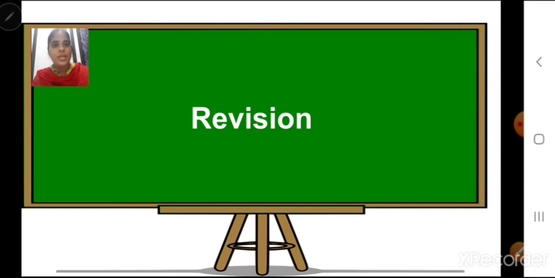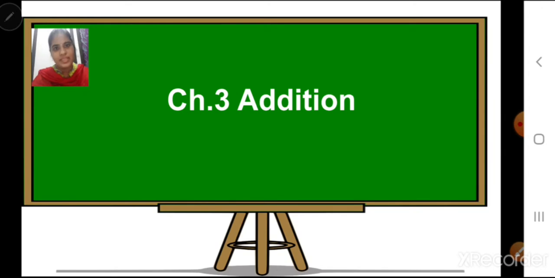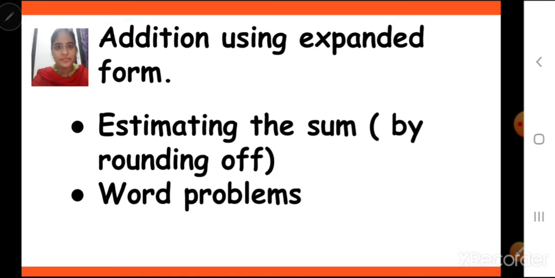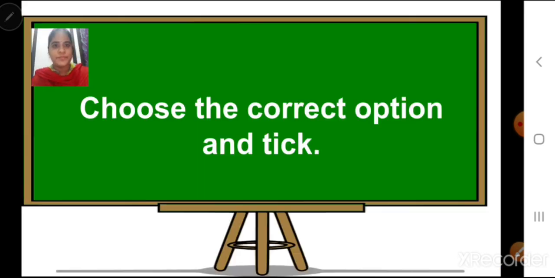Okay, today we are going to revise chapter number 3, addition. Children, in addition we have already learned about addition of two 4-digit numbers without carryover and with carryover, then addition of 3 4-digit numbers, addition fact, addition using expanded form, then estimating the sum by rounding off, and also we have seen word problems, right? Children, so let us see how the questions are going to come for our exam. Choose the correct option and tick.